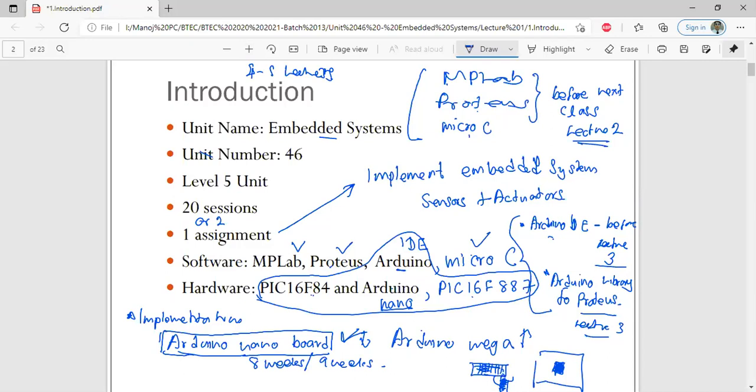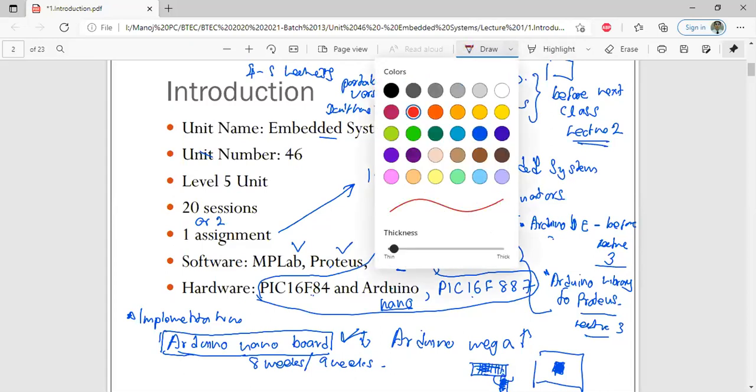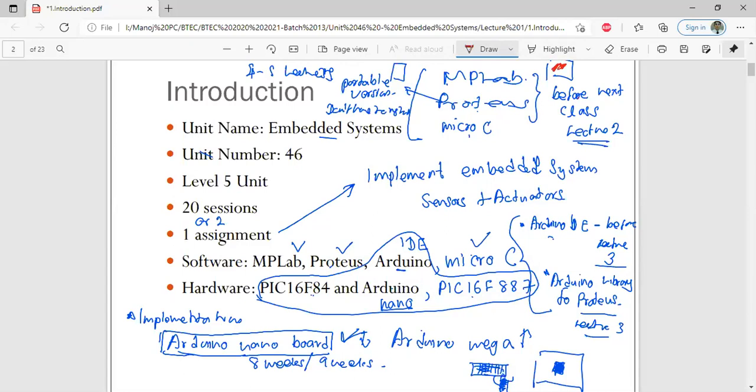And for Proteus, there is a portable version as well. Portable version means you don't have to install it, because everything is inside that folder. You can just start Proteus and use it. I'm using the portable version of Proteus. But for MPLAB and Micro C, make sure that you install the correct version, because if you just type MPLAB IDE, you will not get the red color and the blue color one.